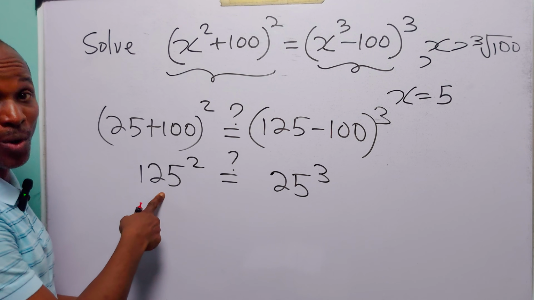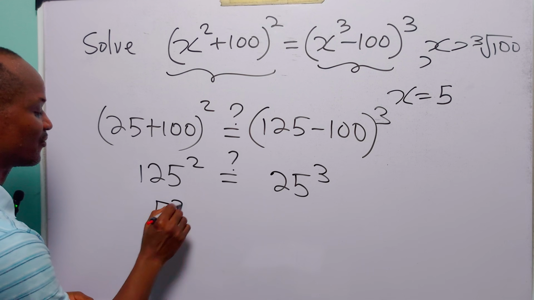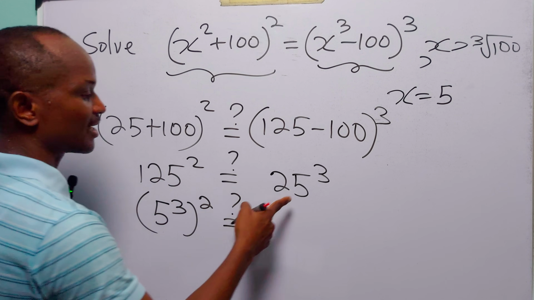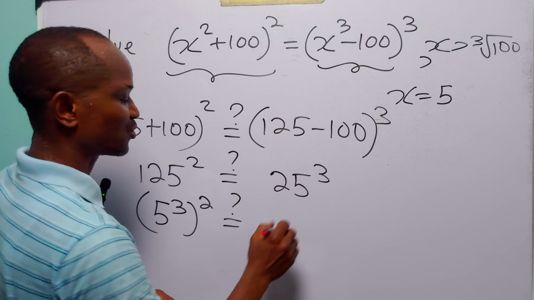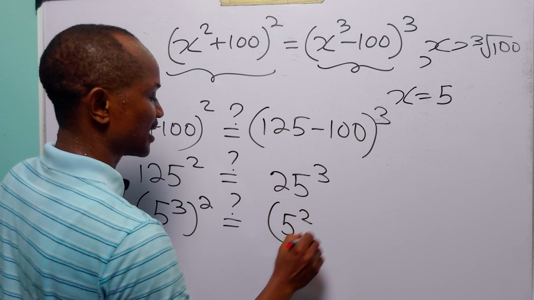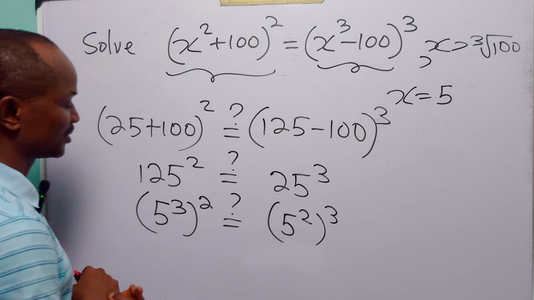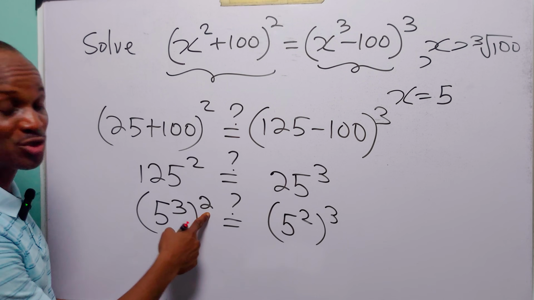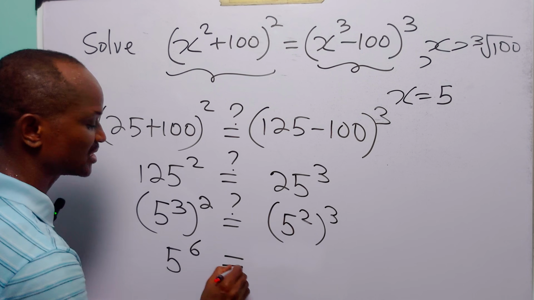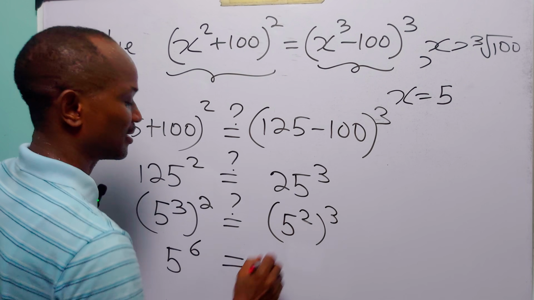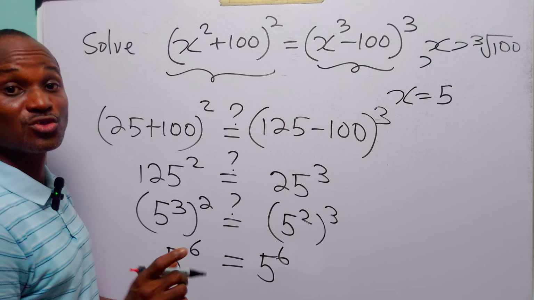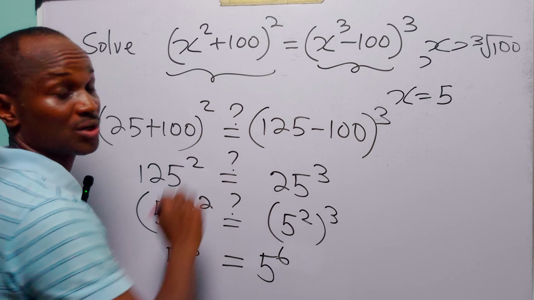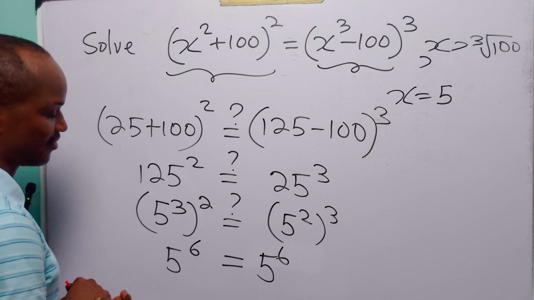Of course, you know that 125 is 5 cubed. Then we have squared. Is this equal to 25, which is 5 squared? So this is 5 squared, and we have cubed. Opening these brackets, we have 5 to the power 3 times 2, which is 6. And of course, this is equal to 5 to the power 6. So when x is equal to 5, the left-hand side of the equation is equal to the right-hand side of the equation.